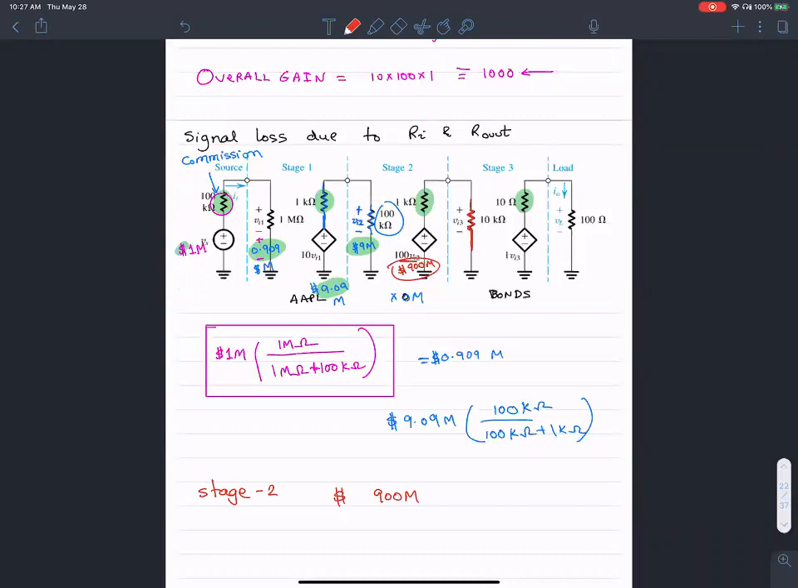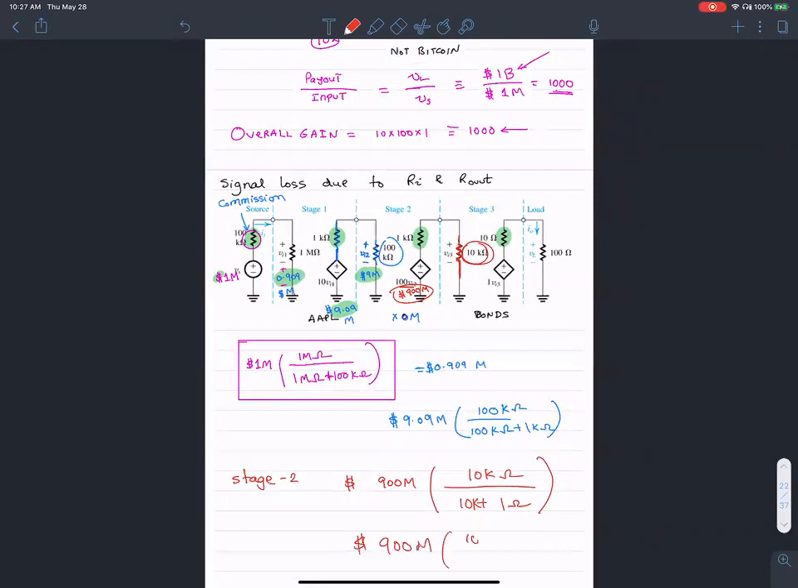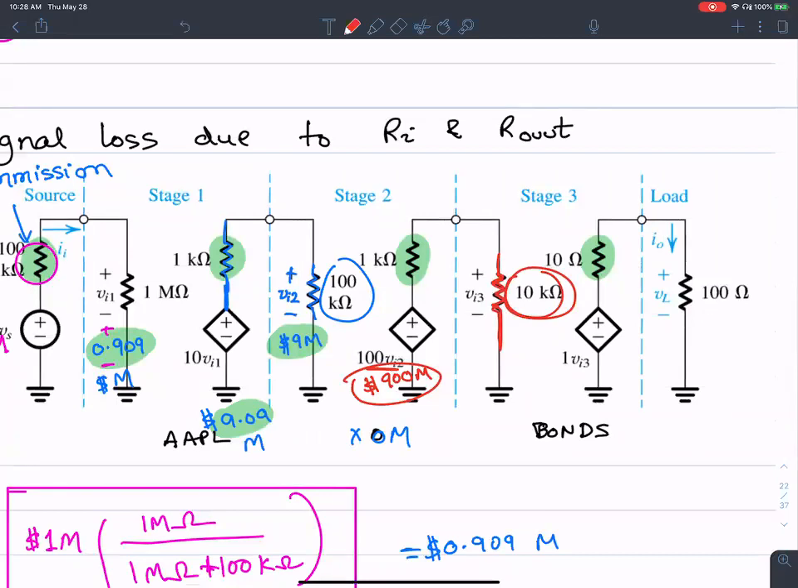When you have that $900 million output, you can't get all of it out of stage two. You only get a fraction of 10 kilo ohms, which is this guy, by 10 plus 1 kilo ohms. Okay, 10K plus 1K. So what you have here is $900 million times 10 by 11. How much ever that comes down to, 900 into 10 by 11, right? So I have $818 million. So what I'm saying is, this $900 million, when it comes to your hands, you only have $818.18 million, because some of it is lost in this resistance here. Some of it is lost as commission over there.